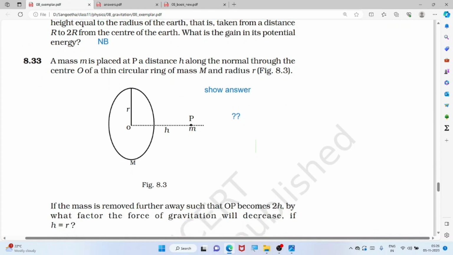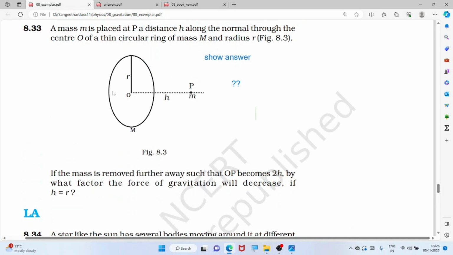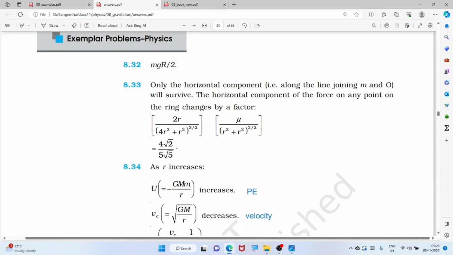Mass m placed at a distance h along the normal through the center. 33. Okay, you can go through the terms.